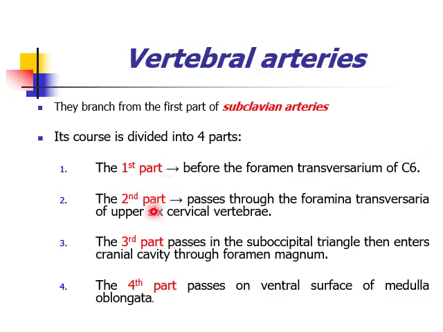The second part of the vertebral artery also runs in the neck, but inside the foramina transversaria of the upper six cervical vertebrae. So it passes through C6 until it reaches the atlas, the first cervical vertebra. The third part of the vertebral artery passes in the suboccipital triangle, then enters the cranial cavity through the foramen magnum. This is one of the major foramina present at the base of the skull. The fourth part of the vertebral artery appears just inside the cranial cavity on the ventral side of the medulla oblongata.